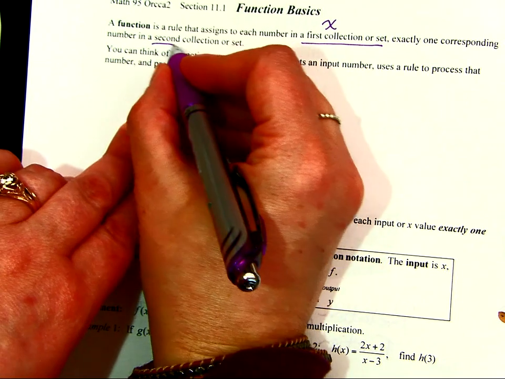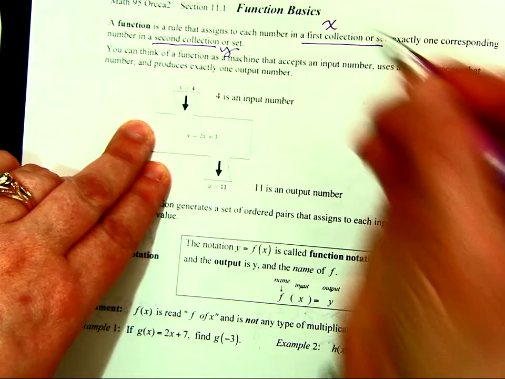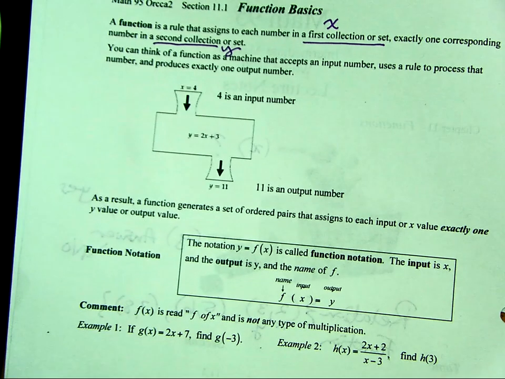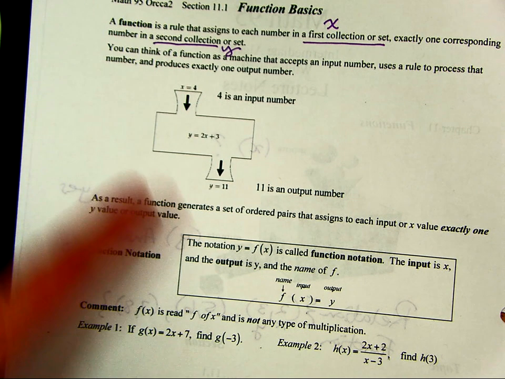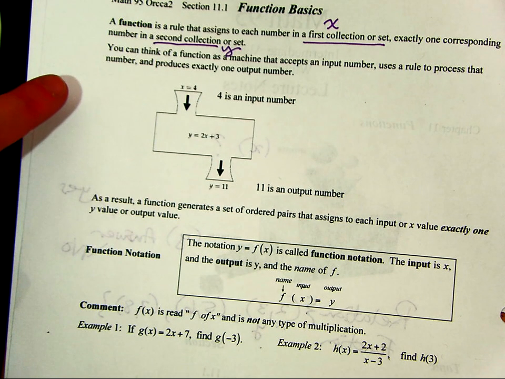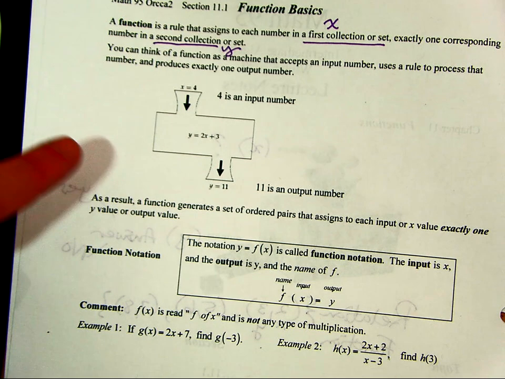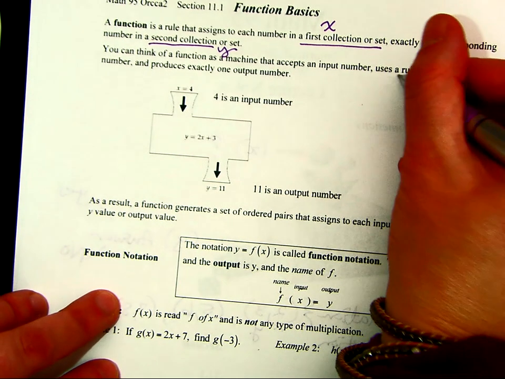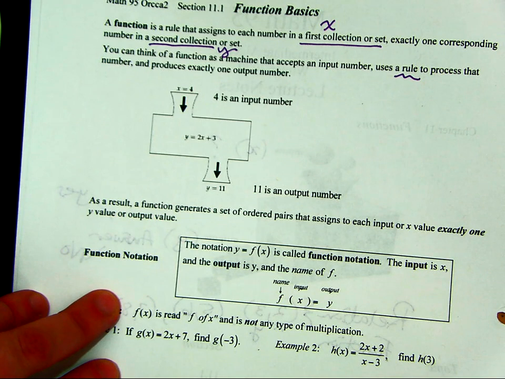The second collection or set is the output. Usually we call that y. And you might remember this from previous math classes: independent variable, dependent variable. That kind of comes into play as well. You can think of a function like a machine that accepts an input number and uses a rule to process that number and produces exactly one output.